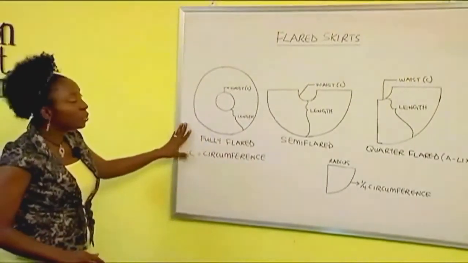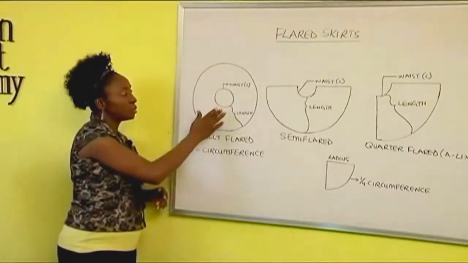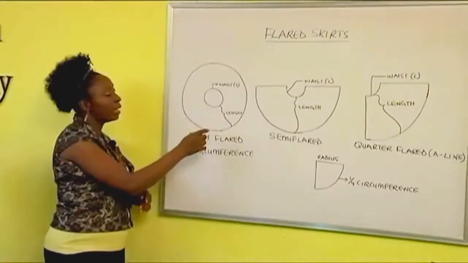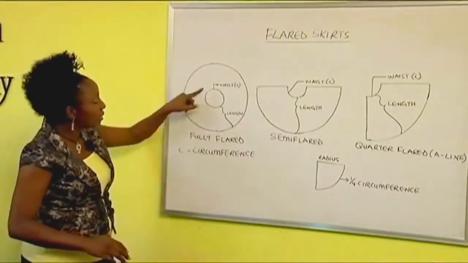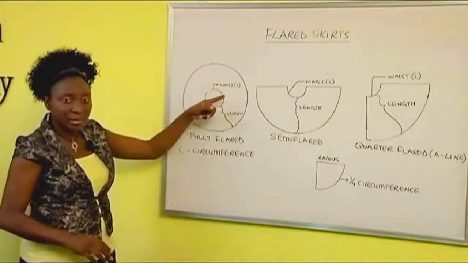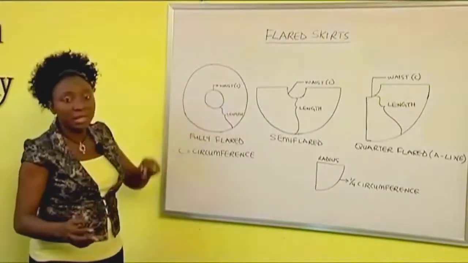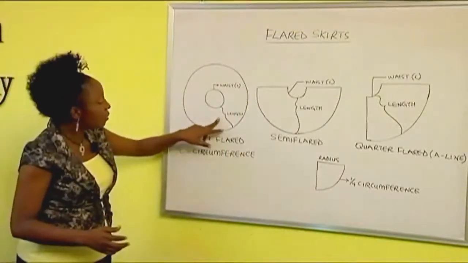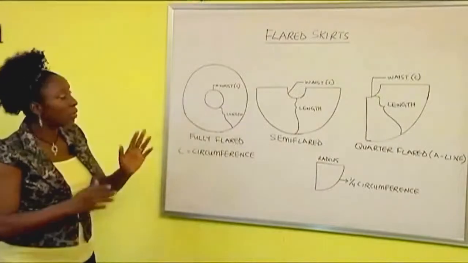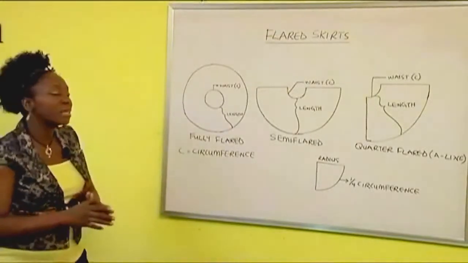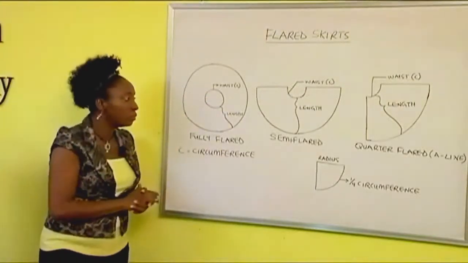Now take a look at the fully flared skirt. As you can see, it's made up of two circles. That means you can see an inner circle and an outer circle. And now what I have done is to show you that this inner circle represents the waist, which mathematically is called the circumference. That's what the C is for. Then the length is here, between the two circles. Now the fully flared skirt is made up totally out of a full circle and an internal circle.